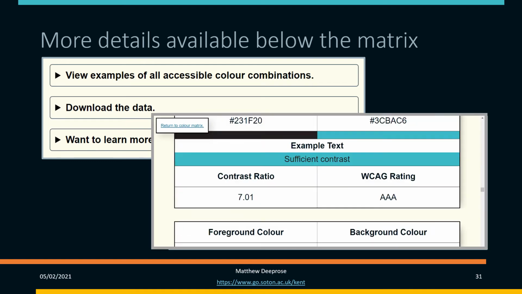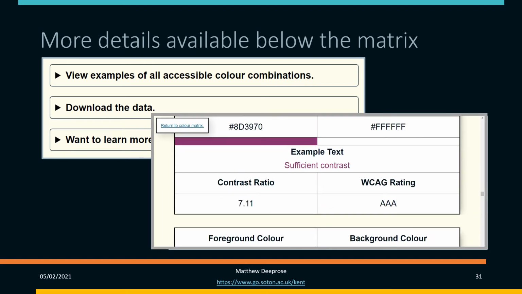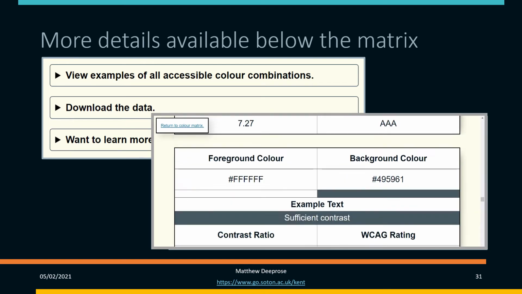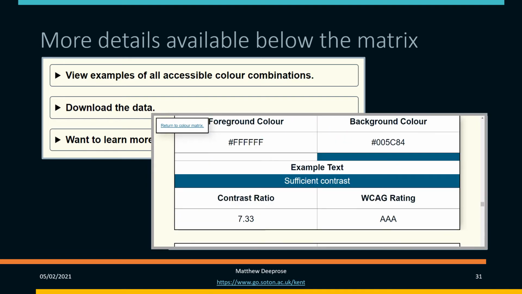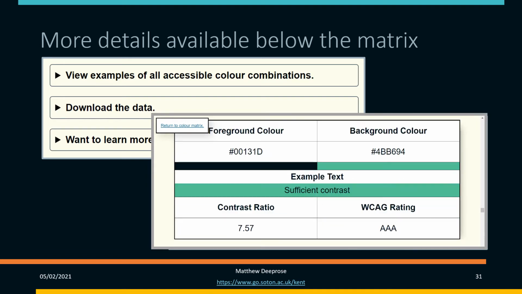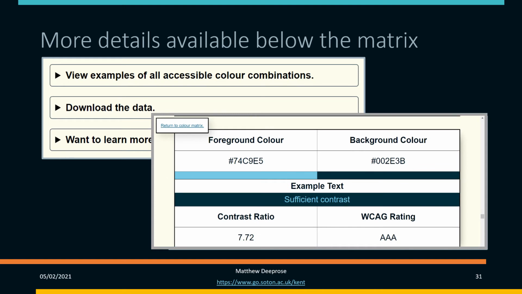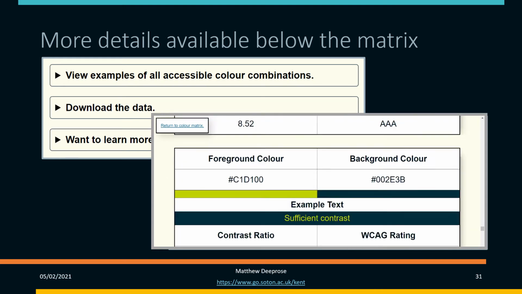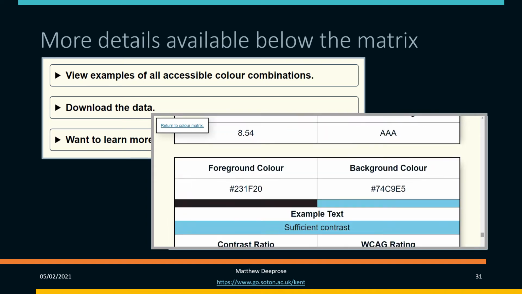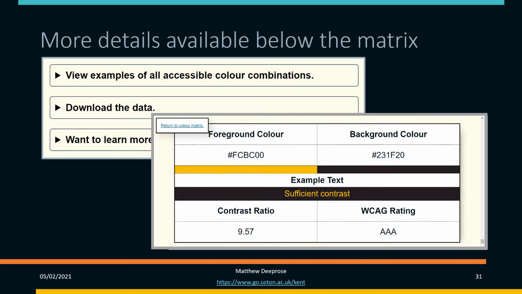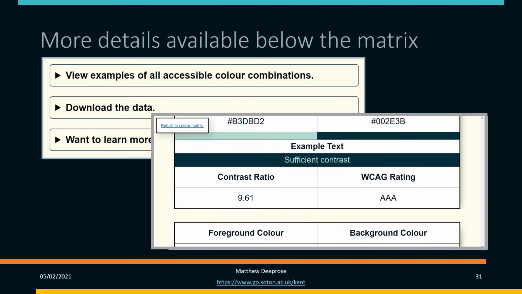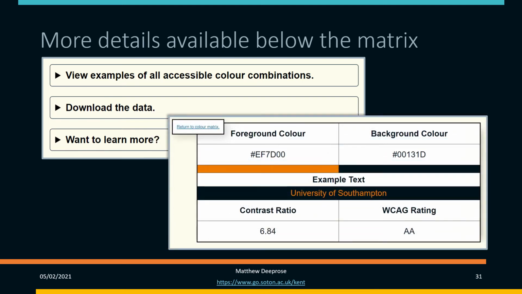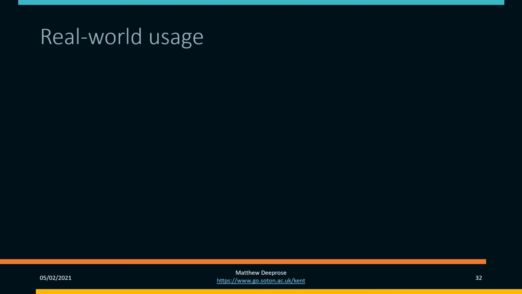Another bit of feedback I got from our enabling services team was they would like to see what different examples of the accessible color combinations looked like, so they could plan the creation of their materials. So the matrix provides that for them as well. And also options, because it's online, where people could download the data or find out more about color contrast or about accessibility in general, just to have everything there in that one page.